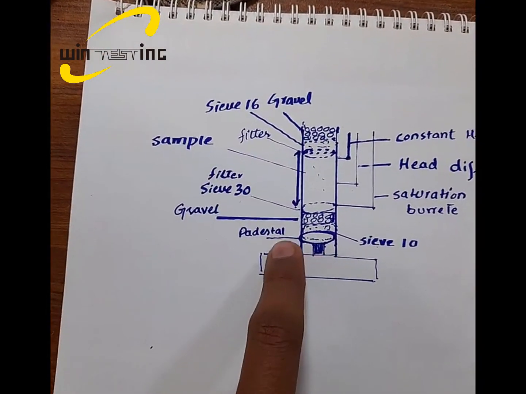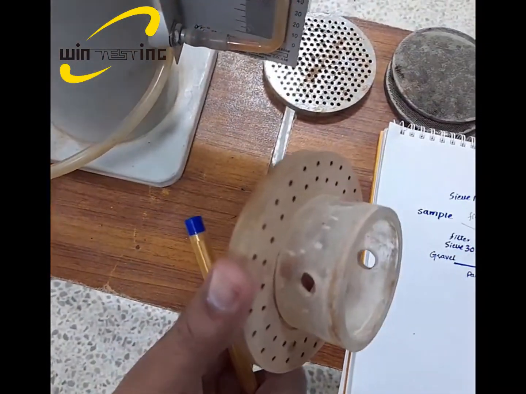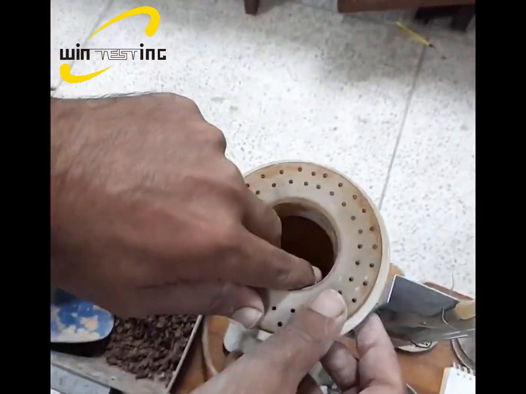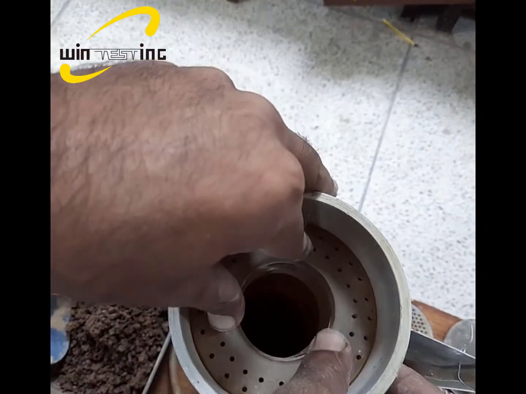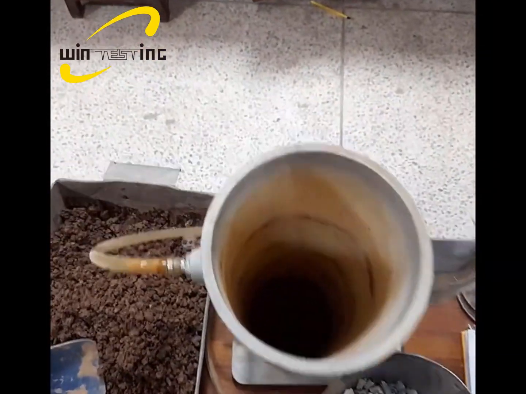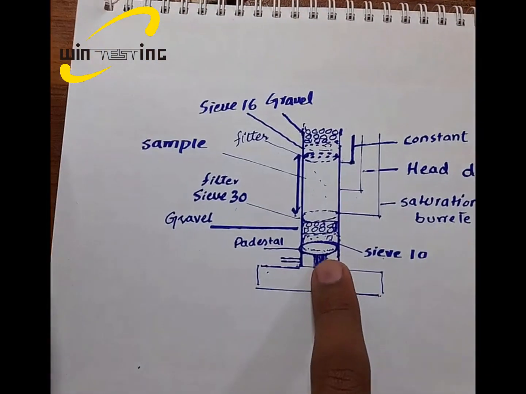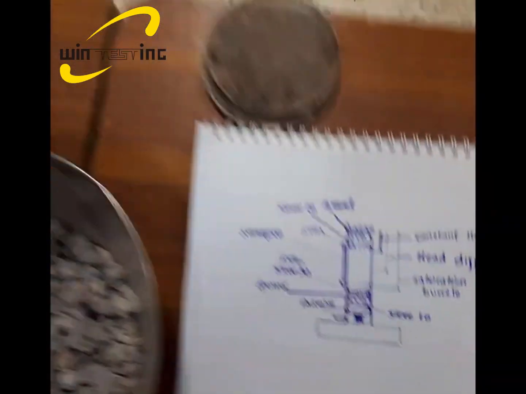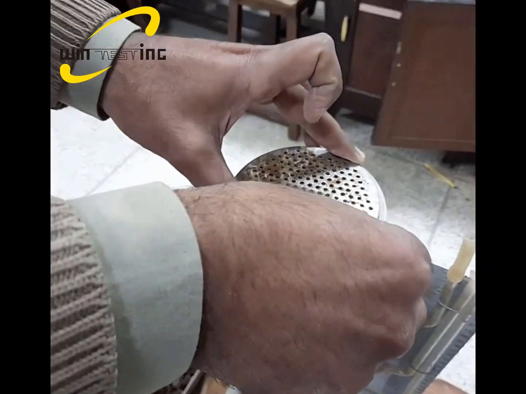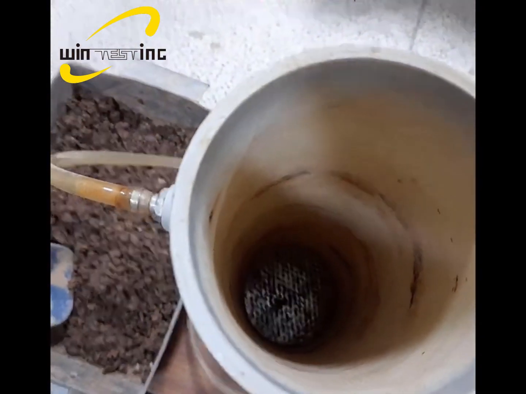Firstly, we'll place the pedestal. You can see here, this pedestal will be placed in the bottom. So now we'll place the pedestal in the bottom of this mold. After placing the pedestal in the mold, now we'll place sieve number 10 over the pedestal, you can see here. This is basically sieve number 10. The opening of this mesh is basically sieve number 10. So we'll place the sieve number 10 over the pedestal.